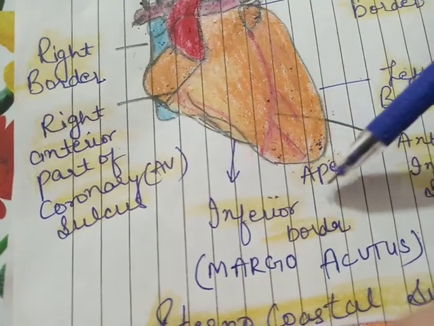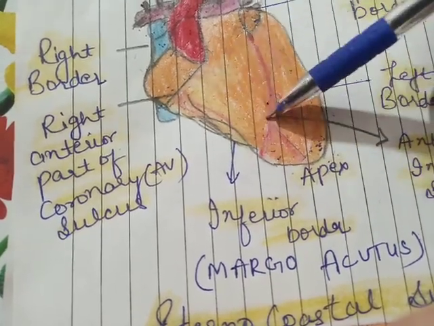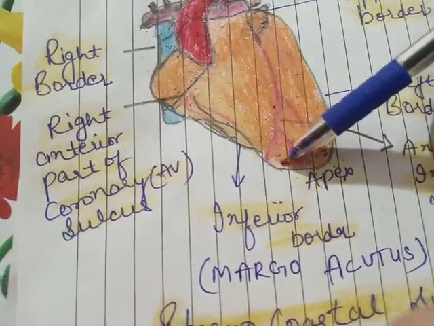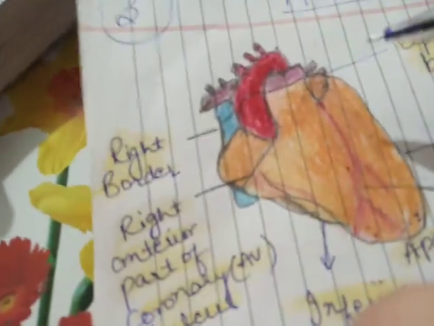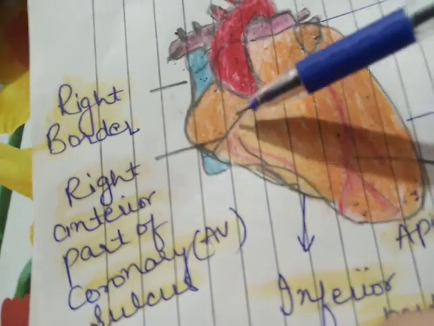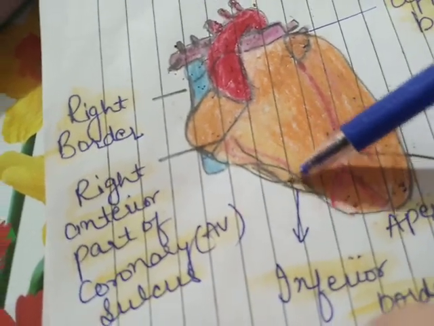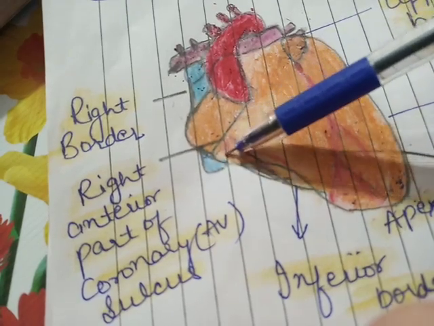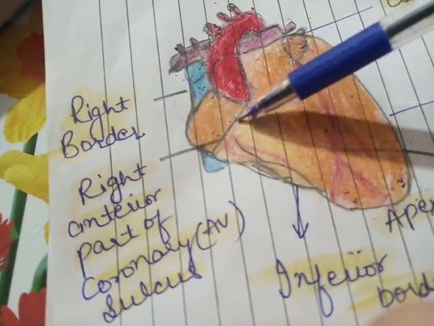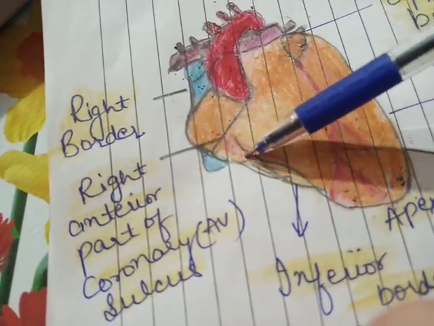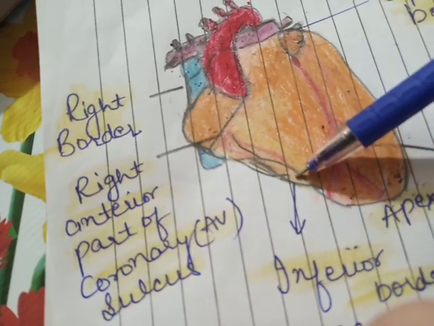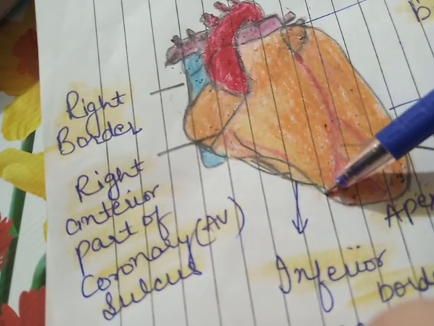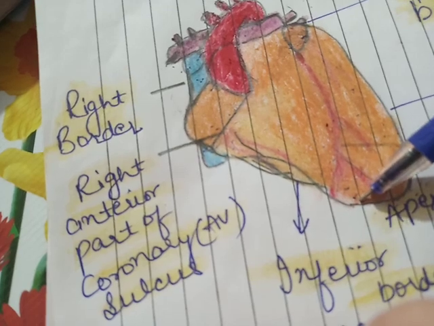So the border extends from this to this, so it is mainly made up of the right ventricle and a part of the left ventricle, right? Now what is its importance? This border is accompanied by a vessel, the marginal branch of the right coronary artery, right? So the right coronary artery branch runs in this atrioventricular sulcus. The right marginal branch of the right coronary artery runs near this border, right?